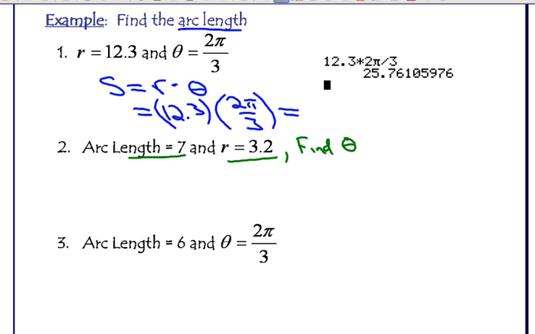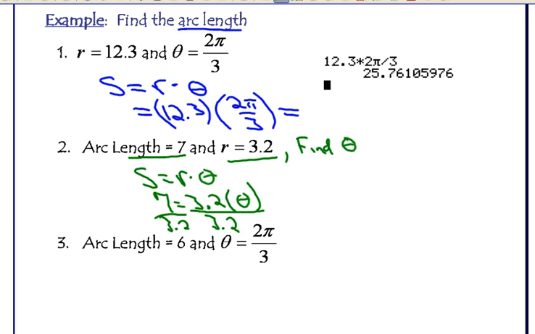Question is, find the angle. Well, we have our one formula. Arc length is the radius times the angle. Our arc length is 7. Our radius is 3.2. And now I'm looking for the angle. To get theta by itself, I divide both sides by 3.2.